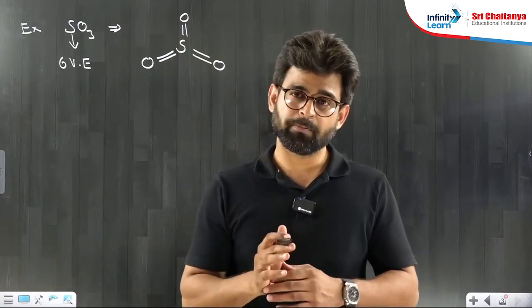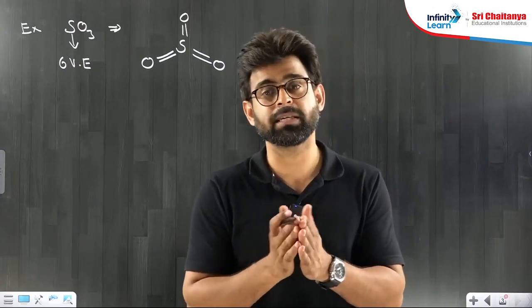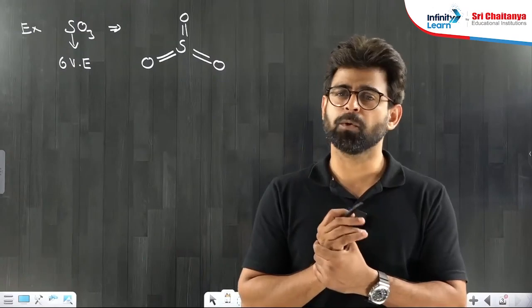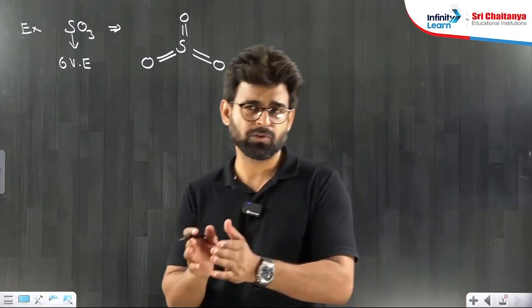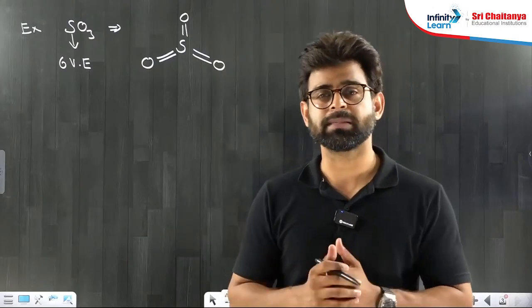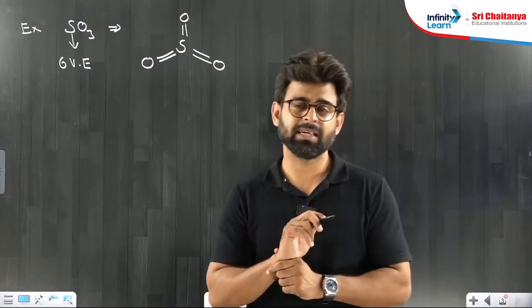Now careful, 6 valence electrons are present in sulfur and all these 6 valence electrons are used in making bonds. Will there be any lone pair on sulfur? No, because all 6 valence electrons of sulfur are used in making bonds with oxygen. So there is no lone pair present. Clear?